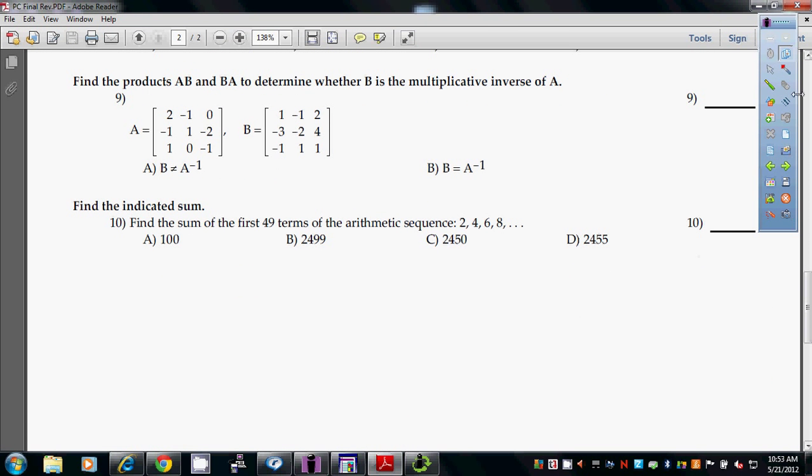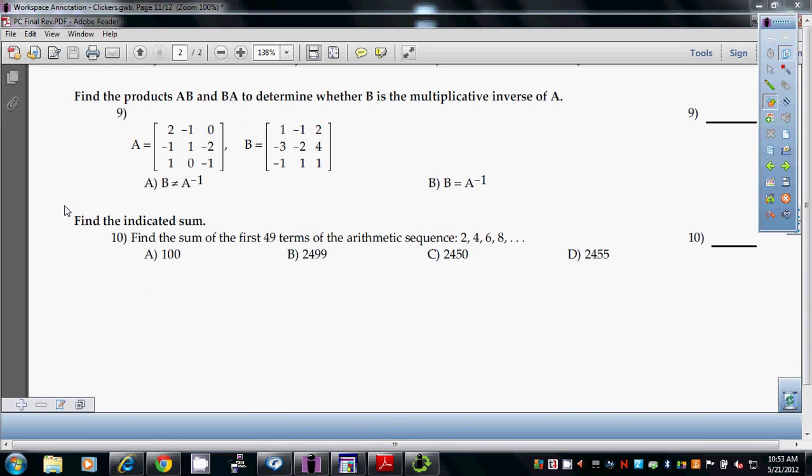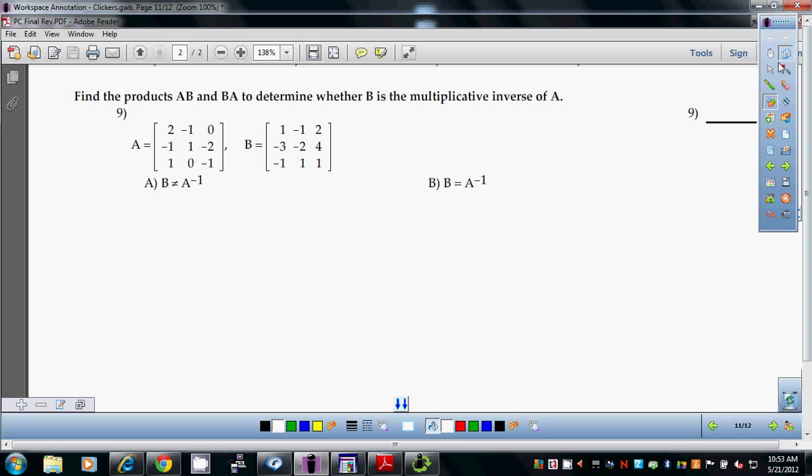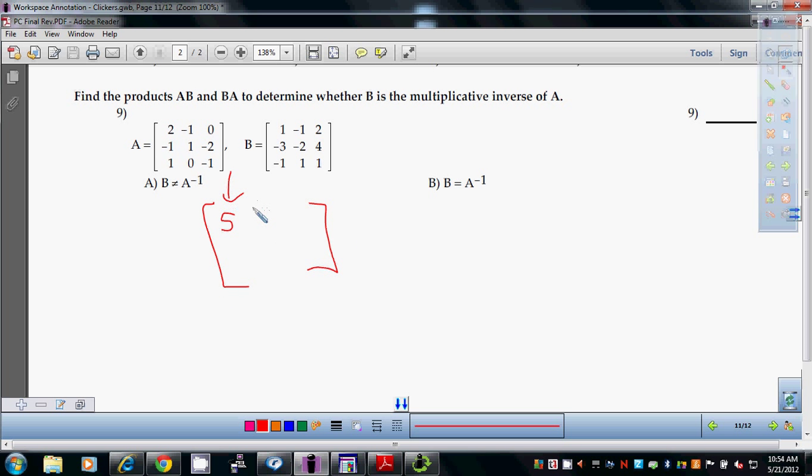Number 9. How do I know if this is the multiplicative inverse? You'll have the 1, 0, 0 when you multiply. That's right. You need to multiply and hopefully get the identity. So, here we go. First row, first column. 2 times 1 is 2. Negative 1 times negative 3 is 3. So 2 plus 3 is 5. Plus 0. Is that going to be the identity? No. We can immediately know it's no because it shouldn't have a 5 anywhere in there. So the answer is A.